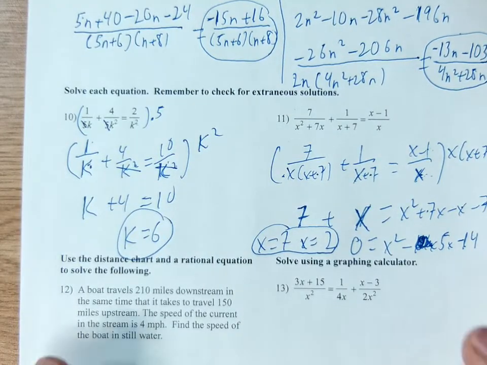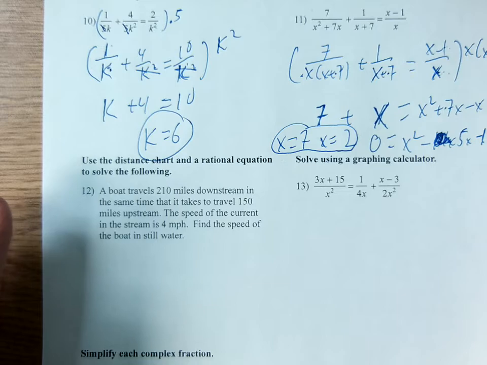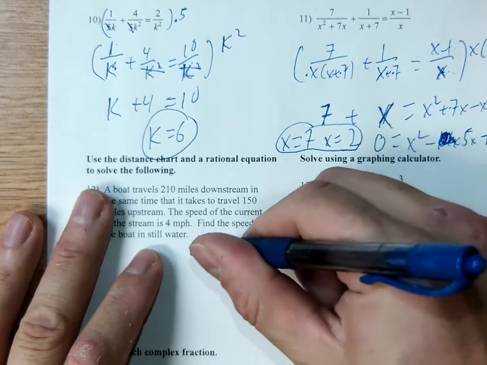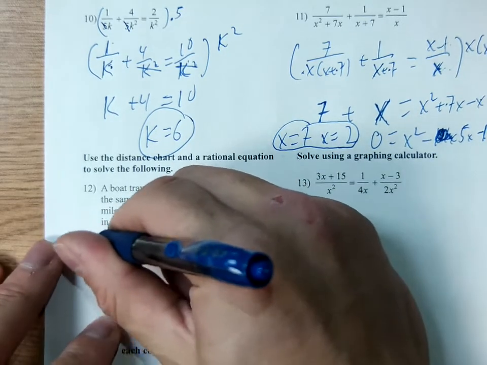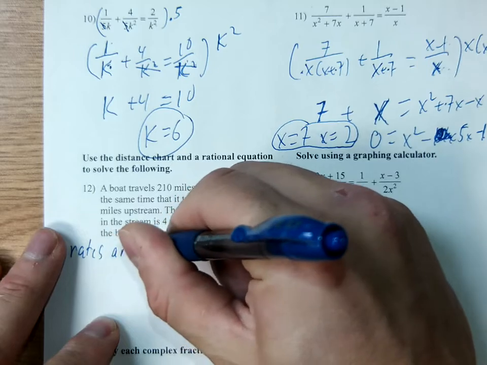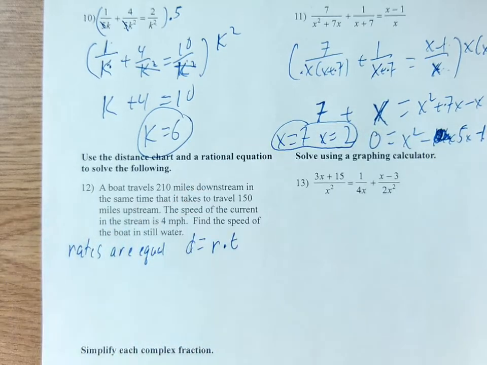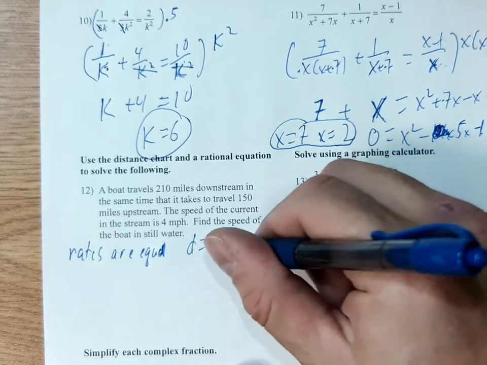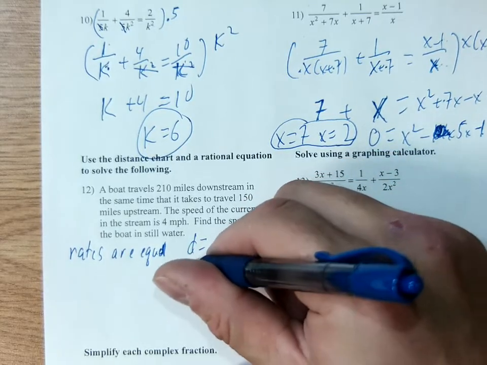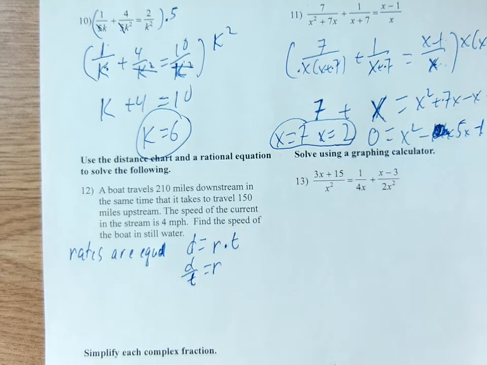Alright, a boat travels 210 miles downstream, and the same time it takes to travel 150 miles upstream. So distance equals rate times time. The rates are equal on this problem. The boat does not travel at a different rate in still water. It has a maximum speed in still water. The rates are equal. So what we're doing here is R equals D over T, actually. We're going to solve this for R, distance over time, since the rates are equal.